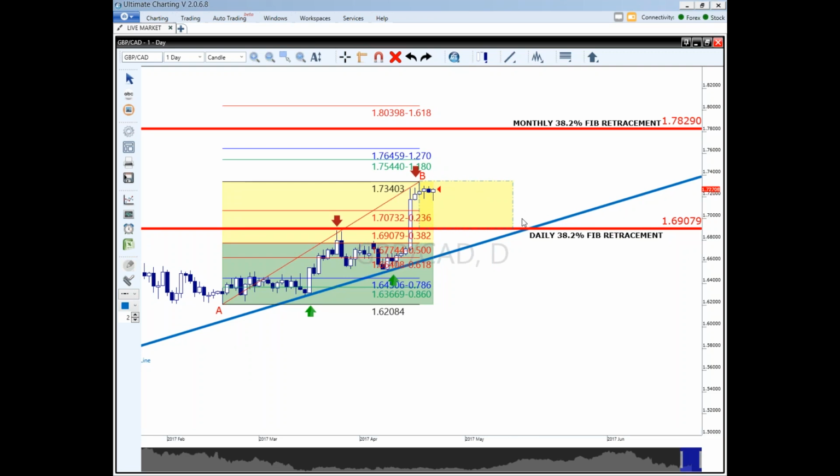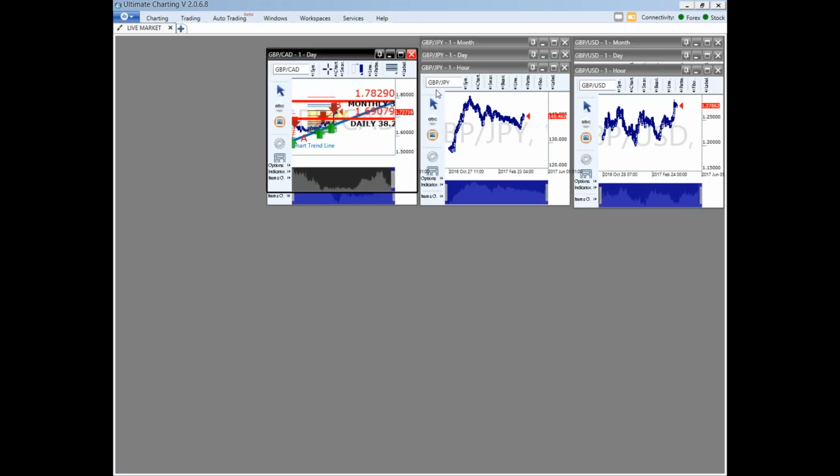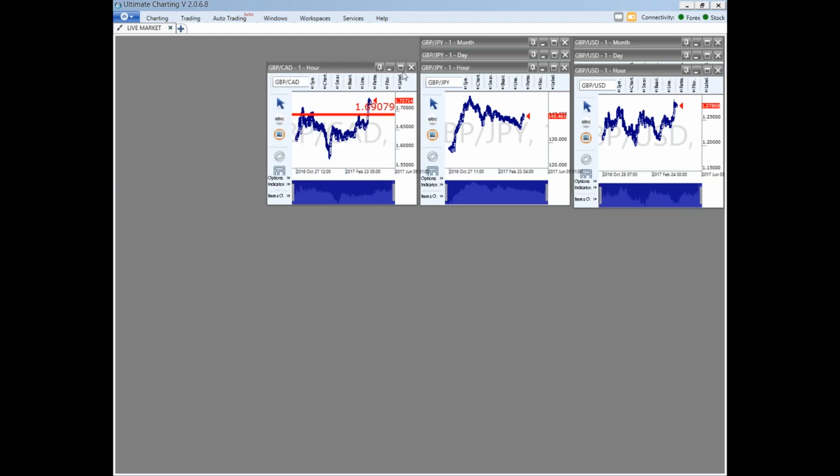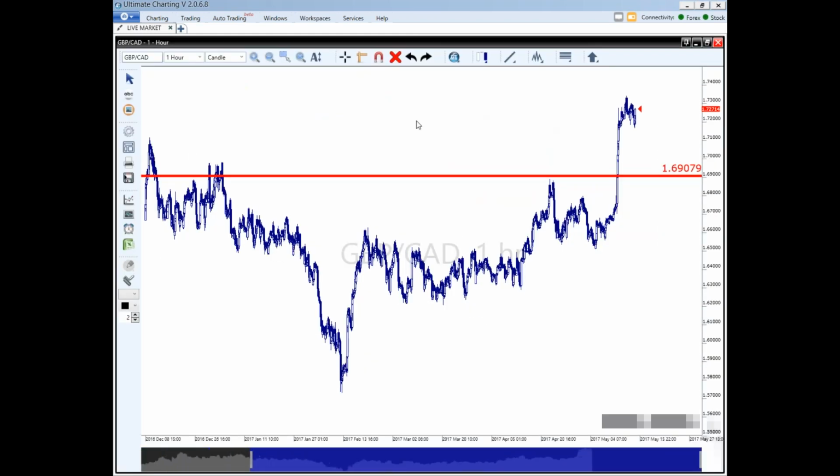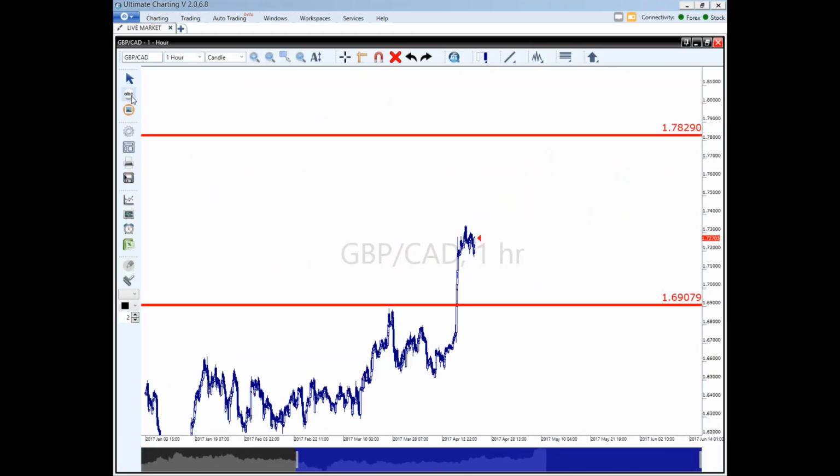And so this is what I'm going to do now. I'm going to link this 382 pullback to the 1 hour time frame. Okay, so it looks like we got it here. And we're going to go ahead and open up the 1 hour chart. And on the 1 hour chart, this is what we see. This is the monthly 38.2% fib retracement level.